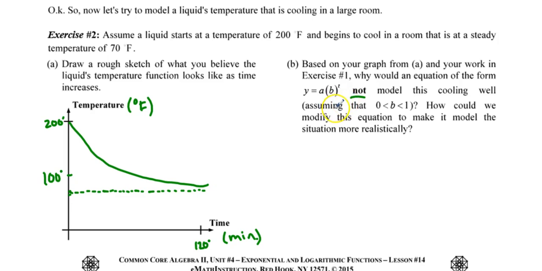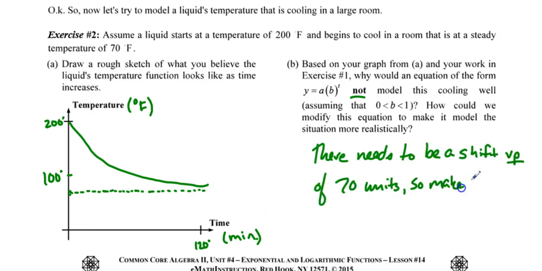Hopefully you took time to consider that. If not, you should do so now. This doesn't really make sense because what we have here has a horizontal asymptote at y equals 0, right? So there needs to be some shifting up of this graph to the horizontal asymptote of 70. Okay? So we're going to have a c value that represents the shift up of a particular number of units.